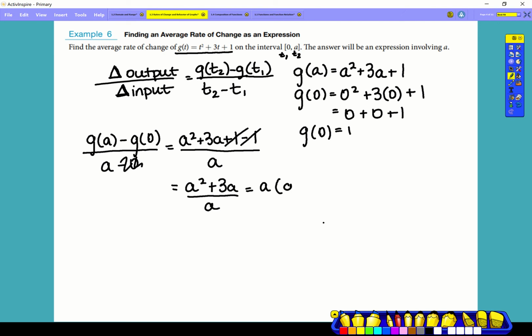Because if we take this a out, that's this factored. Notice they're the same thing. Then we get a plus 3. And that's it. Your average rate of change on the interval 0a is a plus 3. So that means whatever you make your interval, you're going to add 3. So if it were 0 to 4, it'd be 4 plus 3 would be your average rate of change. If it was 0 to 20 billion, it'd be 20 billion plus 3 would be your average rate of change. And that's the beauty of generalizing with the alphabet.